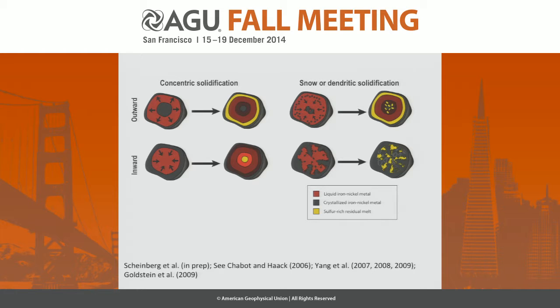And here in these figures, a sulfur-rich residual melt, what might be left over after you crystallize most of your iron-nickel metal, is shown in yellow. In the inside-out crystallization, it might be trapped near or on the surface, and in the outside-in, it might be trapped in the interior. And of course, I have a very strong ulterior interest in this because we would like to go look at the asteroid 16 Psyche, which is very likely to have crystallized outside in.